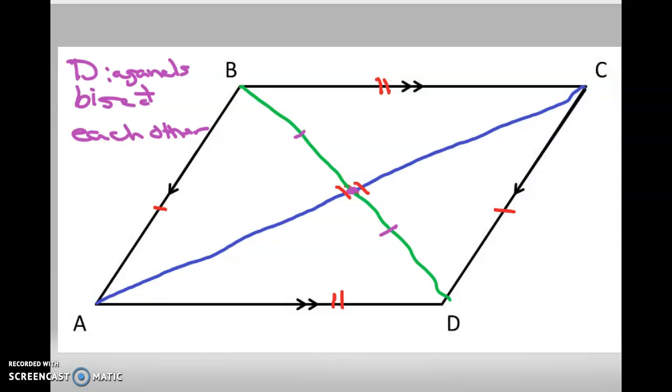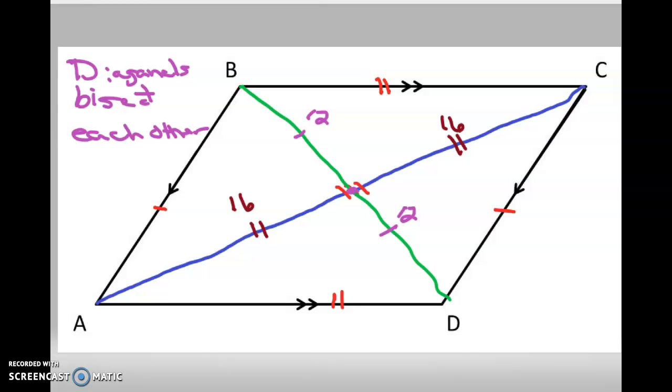Okay. So if this was a length of, let's see, 12, this length would also be 12. And that also means that this side is going to be congruent to this side. So this one is, let's say, 16. That means this side is also going to be 16. So that's one more characteristic that we're talking about.